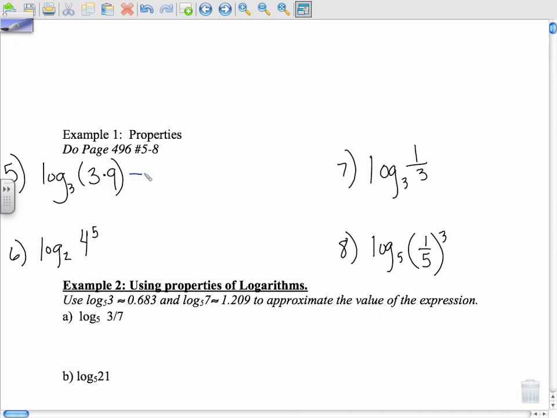All right, and here we go. Equals, equals, equals, and equals. Let's start right here. I'm going to start with number 5.